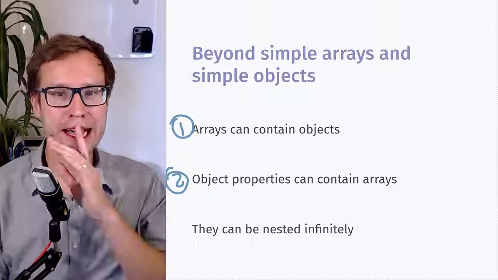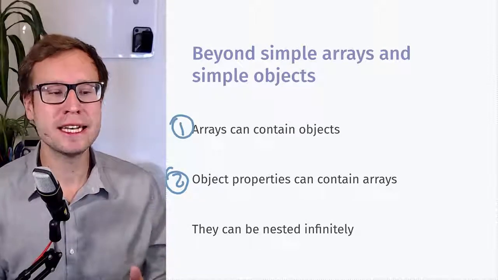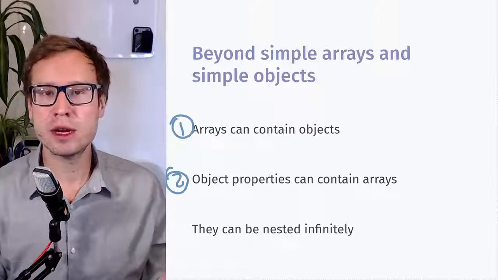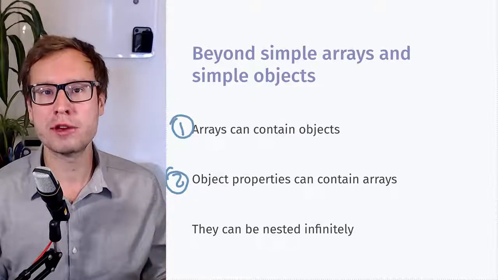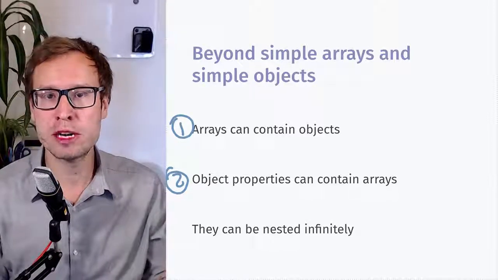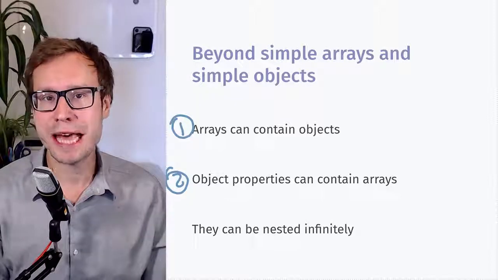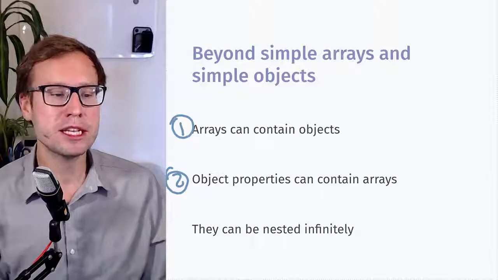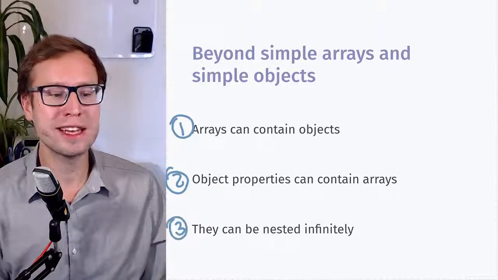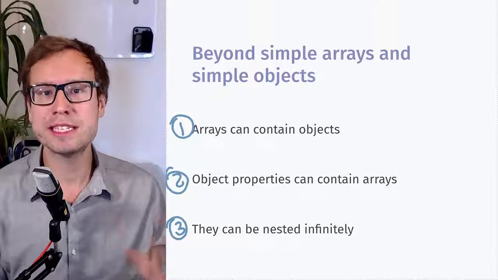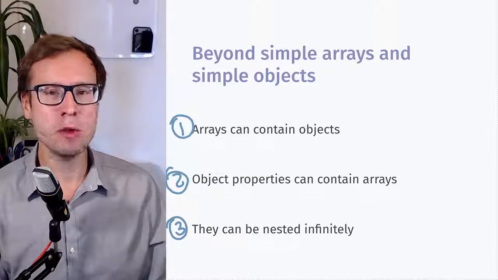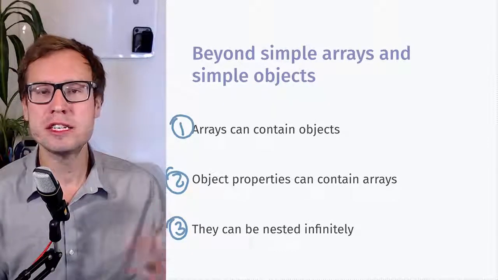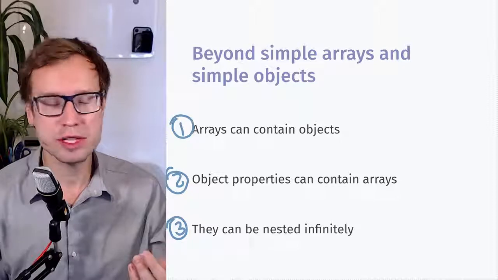That's number two. And this is interesting because it means that inside of an object, one or more of the properties, instead of being a string or a number, those property values can be arrays. And those arrays can be whatever you want them to be. So that gives us point number three. They can be nested, and they can be nested infinitely. Now, what do I mean by that? I mean that you can combine points number 1 and 2 here.